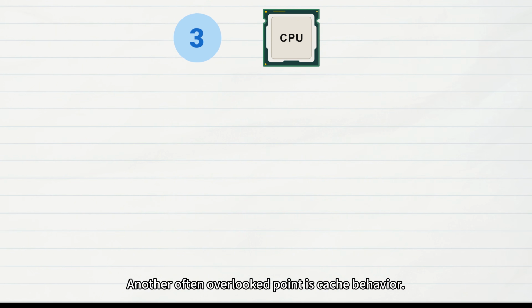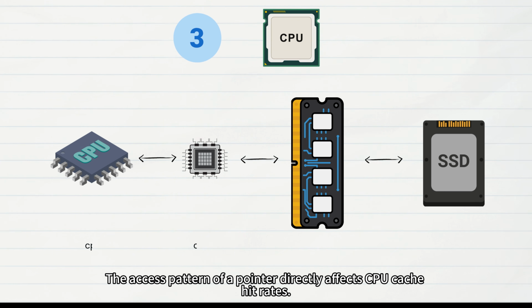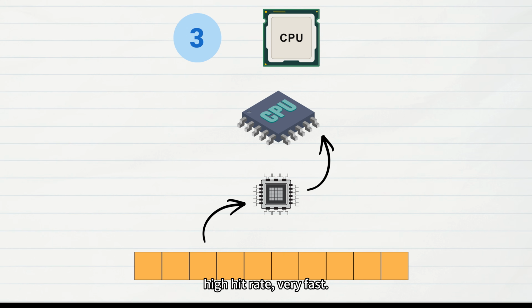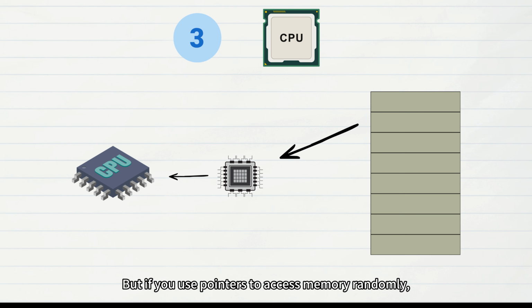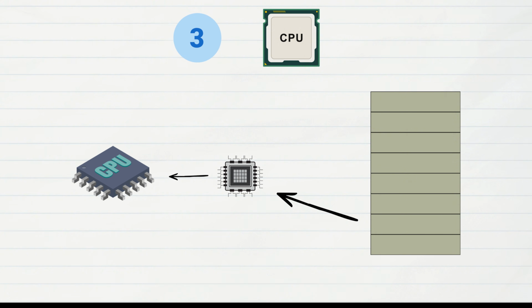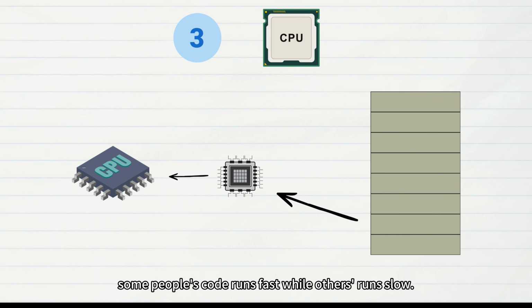Another often overlooked point is cache behavior. The access pattern of a pointer directly affects CPU cache hit rates. For example, using an int pointer to access array elements sequentially, the CPU loads contiguous memory into the cache. Subsequent accesses come from the cache, high hit rate, very fast. But if you use pointers to access memory randomly, the cache will frequently miss, forcing the CPU to read from main memory often, which is much slower. The performance gap can be several times. This is why even when both use pointers, some people's code runs fast while others run slow.